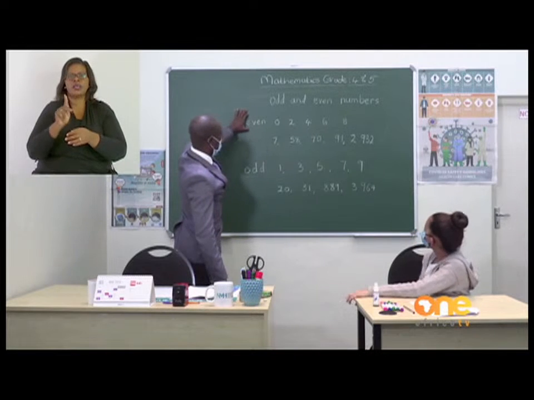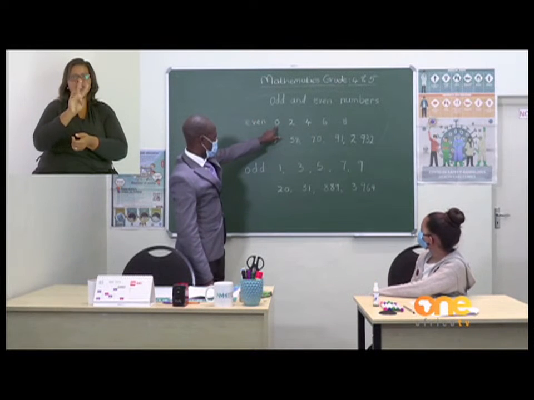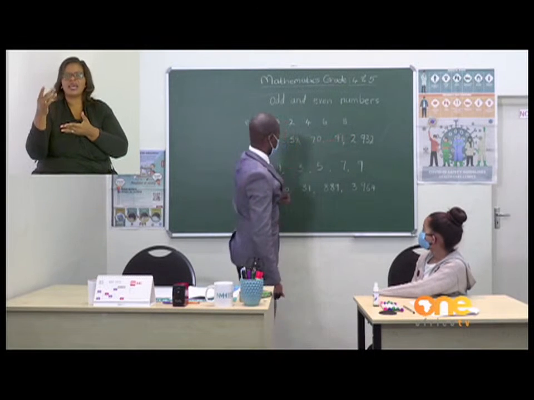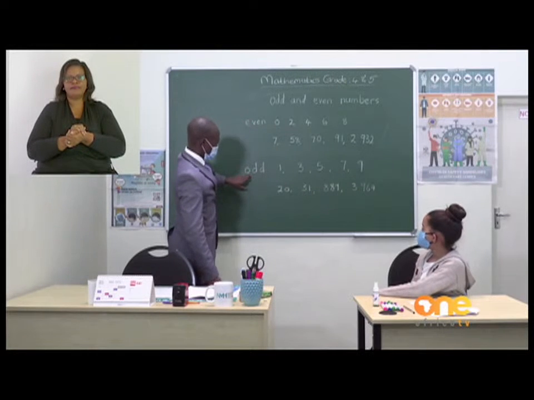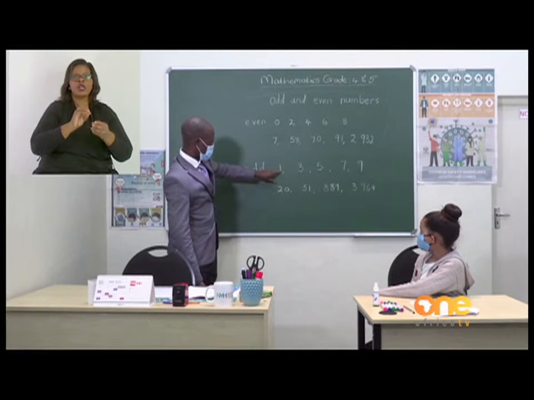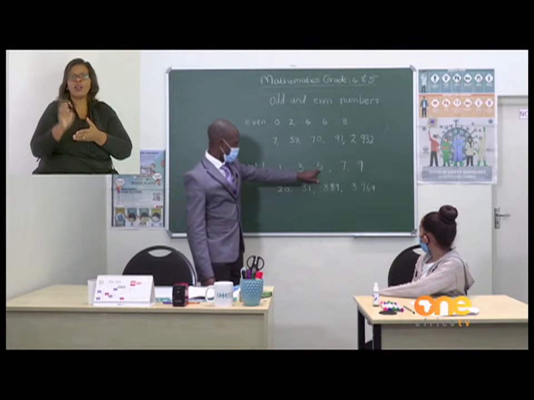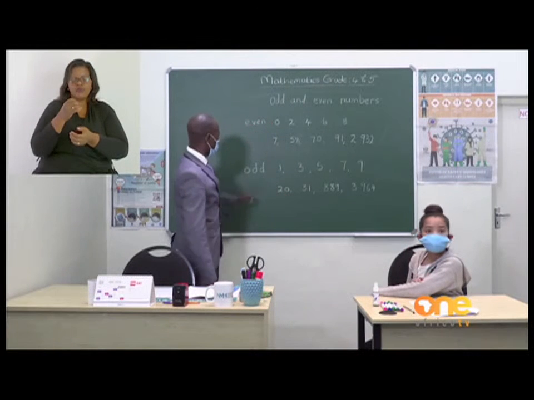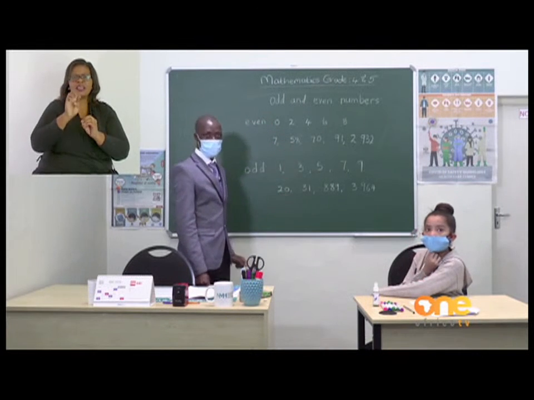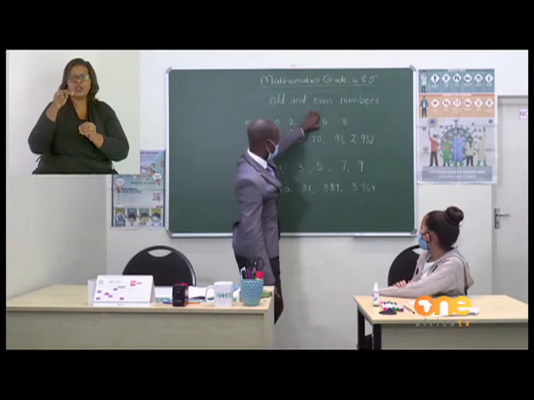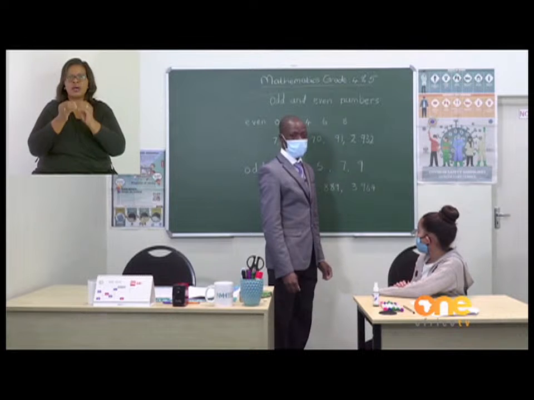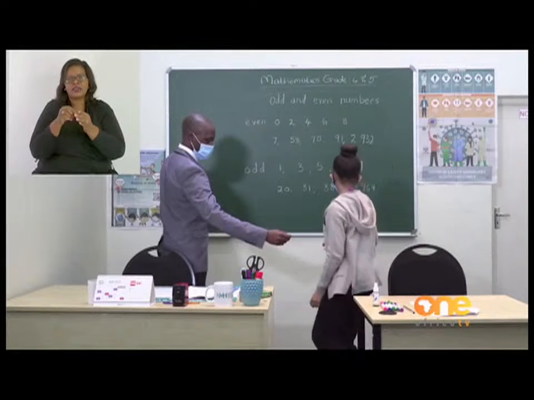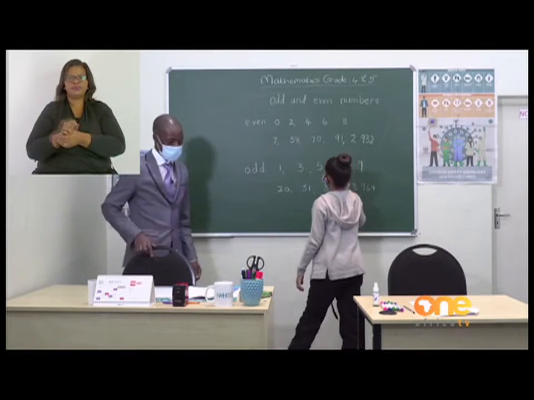We all know even numbers are supposed to end with 0, 2, 4, 6, 8. And odd numbers, their units are supposed to have 1, 3, 5, 7, and 9. So whenever you are identifying your even numbers, you just look at the unit. If the unit is one of these numbers, it means that number is an even number. Chanel, can you come and help us to identify even numbers? Just underline them.